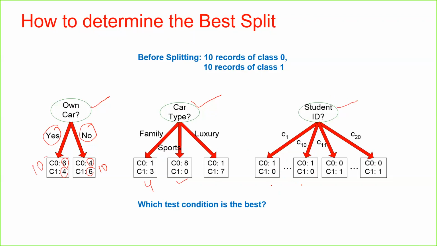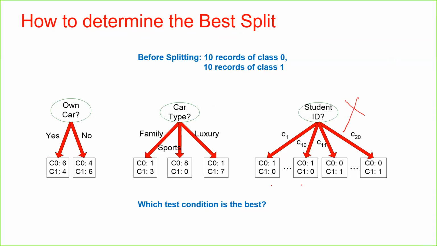So now tell me which test condition is best according to you out of all these 3. I mean to ask you, which one of these test conditions is making the data more pure? Sir, student ID. Student ID making it more pure, but what is the problem with this? The problem is it is unique, right? It means if you want to classify a new instance, that new instance also will be having a different ID. How do you classify it?